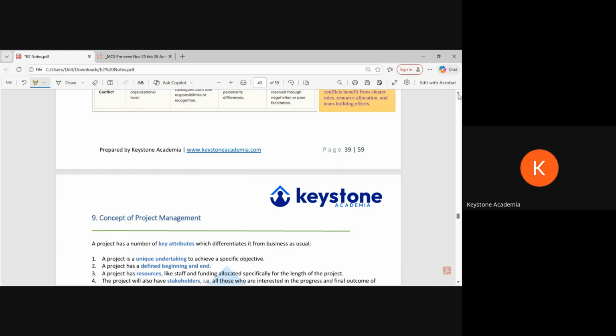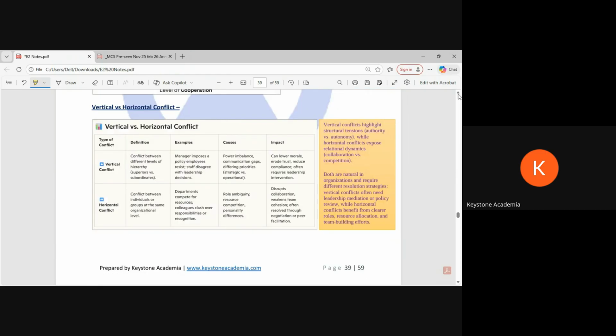There is a high probability one question can come from conflict. You see both are natural in organizations, but require different resolutions. Vertical conflicts often need leadership mediation. Horizontal, it can be competition. Competition can help. We can see the track record, what they have done in the past. Clear?